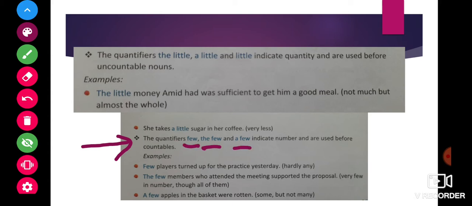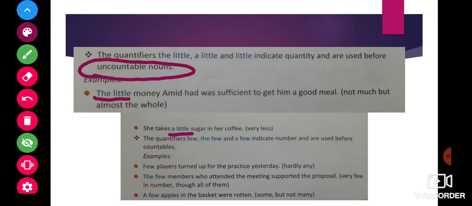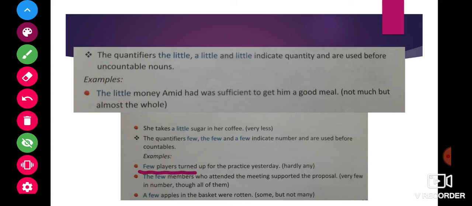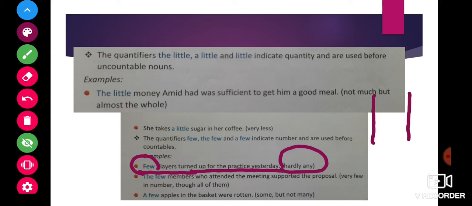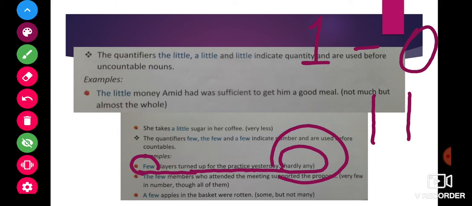Few, the few, a few. They indicate numbers and they are used before countables. Notice that the little and a little are used before uncountable nouns, but few, the few and a few are used with countable nouns. Let us look at the examples. Few players turned up for the practice yesterday. Now few means hardly any. That means if there were 11 players in total, if any one player turns up or no player turns up, in that case we can say hardly any player turned up.